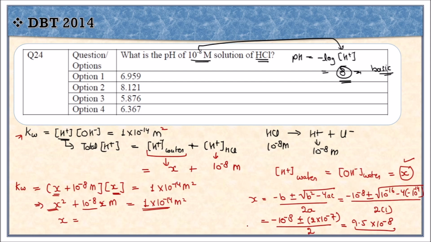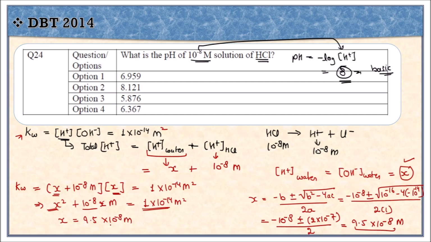What we will get after subtracting? Minus 10 to the power minus 8 minus bracket 2 into 10 to the power minus 7 and divided by 2. So by doing this, we are getting a negative value. We don't want negative value because concentration cannot be negative. So this is our right answer by doing addition, which is 9.5 into 10 to the power minus 8, and the unit will be moles. So we have our value of x 9.5 into 10 to the power minus 8 molar.